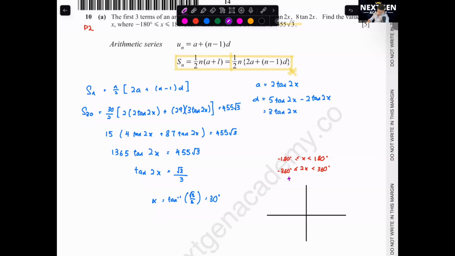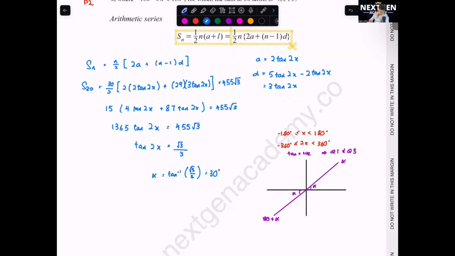And one more thing, tangent is positive. So in ASTC, quadrant 1 and quadrant 3. Okay, so here, quadrant 1, quadrant 3, our angle here will be alpha. This one will be 180 plus alpha. Okay, so our 2x here will be equal to 30 degrees and 210 degrees.